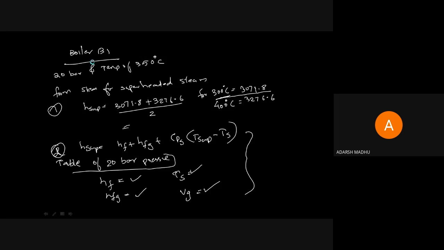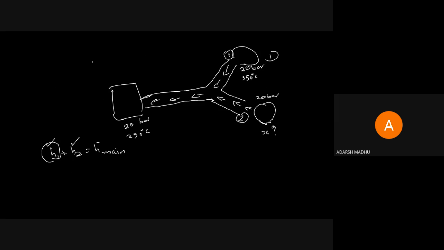H main means the superheater. There is steam coming from a superheated boiler. Steam coming from a superheated boiler. So the steam in the main will be in the superheated state.